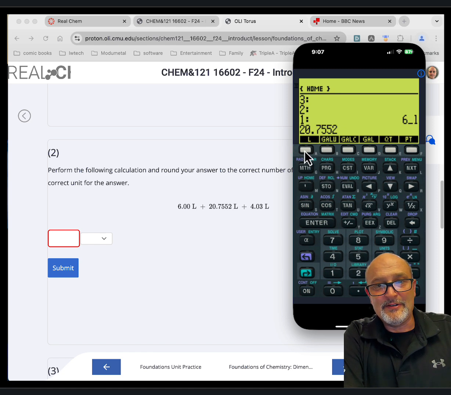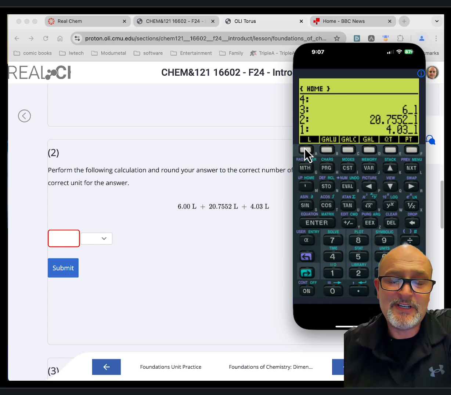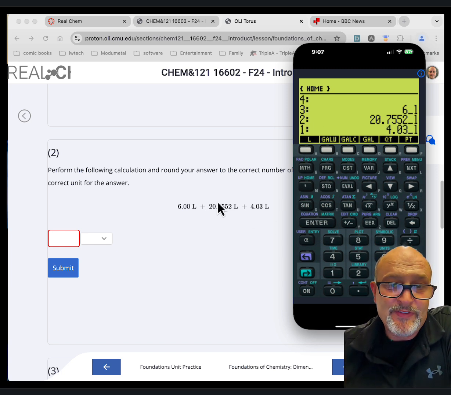2 liters. I'm not even sure what that would look like. And we have 4.03 liters. Now, you might remember that last time we looked at the term with the fewest number of significant figures. In this case, these two are tied for 3. But in this case, we're looking at the term with the fewest number of decimal places. This has 3 significant figures, this has 6, and this has 3. But we want the term with the fewest decimal places because this is an addition operation.